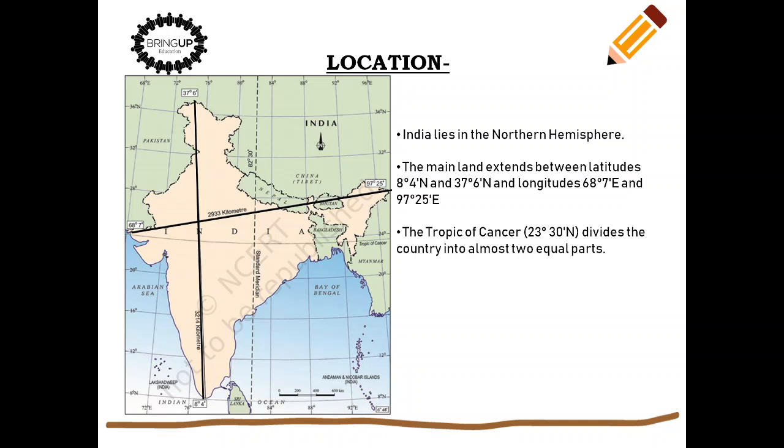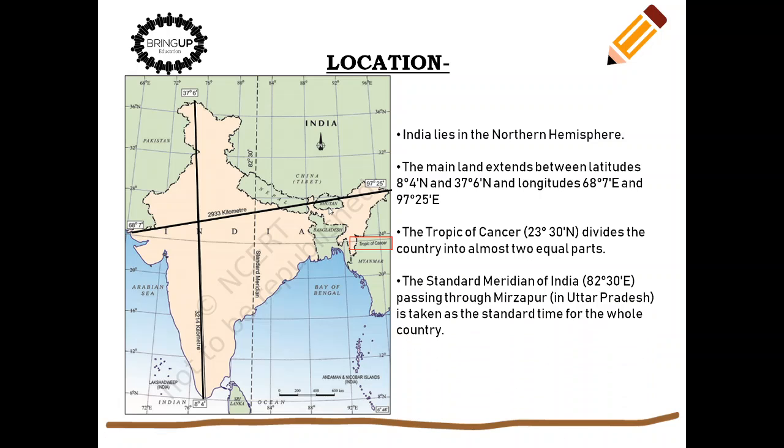The Tropic of Cancer, 23 degree 30 minutes north, as you can see, passes through the middle of the country, therefore it divides the country into almost two equal parts. The next is the standard meridian of India, 82 degree 30 minutes east. It passes through Mirzapur in Uttar Pradesh and is taken as the standard time for the whole country.